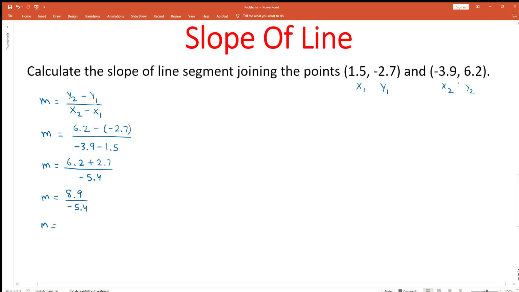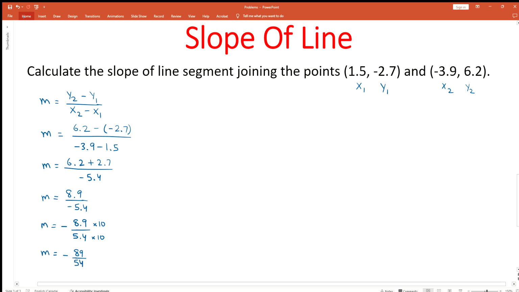In the fraction 8.9 over negative 5.4, we can move the negative sign to the front of the fraction. We cannot reduce this fraction. We can simplify this fraction by getting rid of the decimal point in the numerator and denominator. We can do that by multiplying both the numerator and the denominator by 10. I get negative 89 over 54.